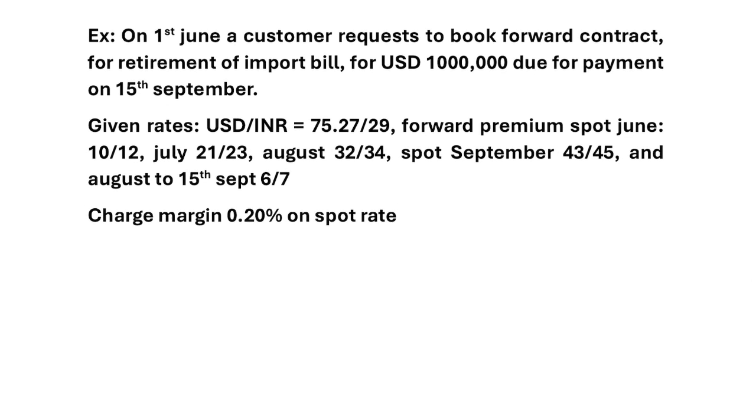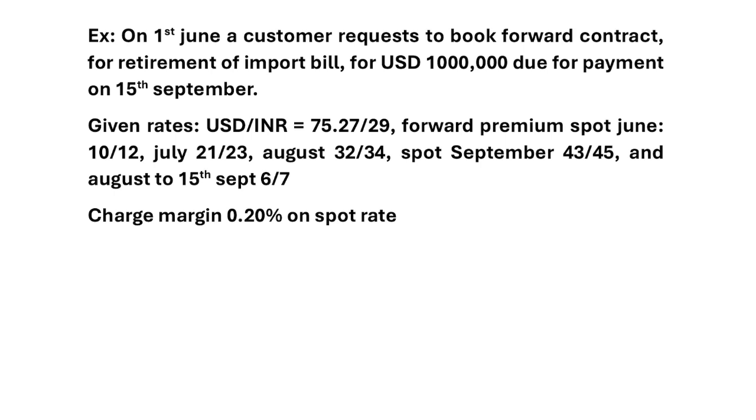See, on 1st June, a customer requests a book forward contract. What is a forward contract? A forward contract means the two parties decide to fix a rate. Suppose me and my friend enter a forward contract, and we both fix a US dollar rate, that is something like $1 equals 74.94, and I will give this amount on 30th September, but the rate is today's rate only. That is nothing but a forward contract.